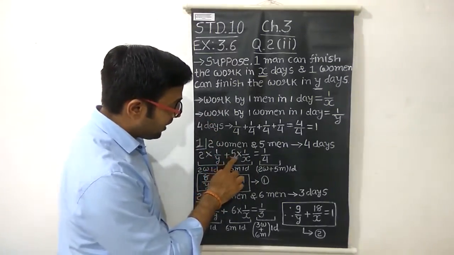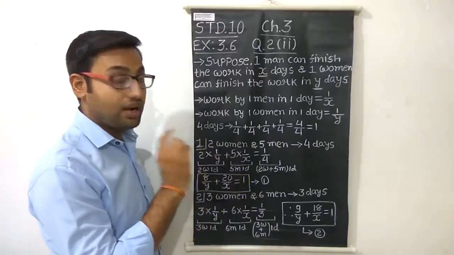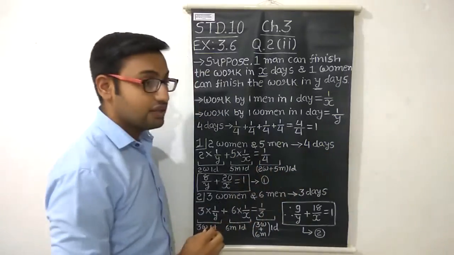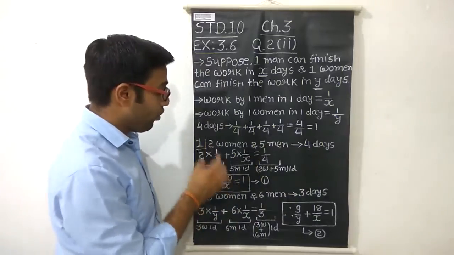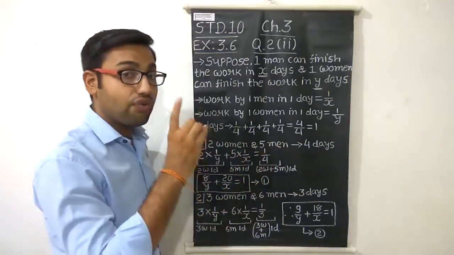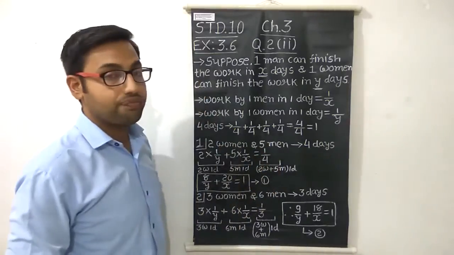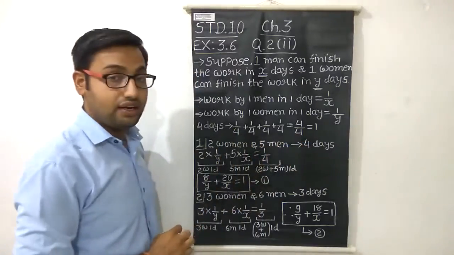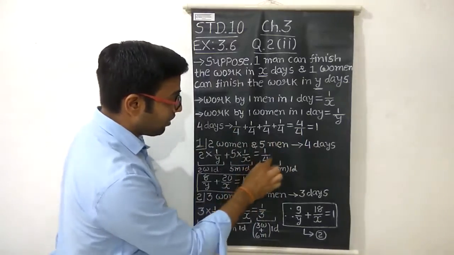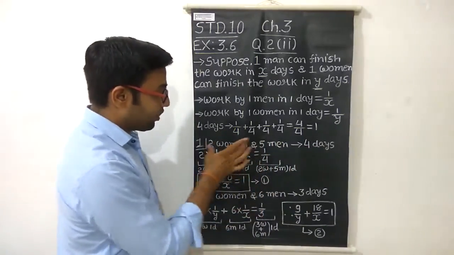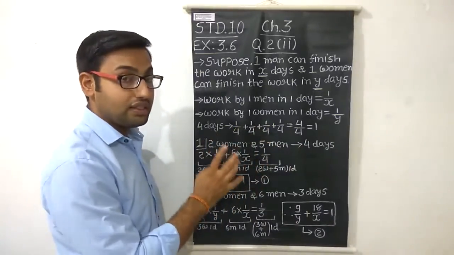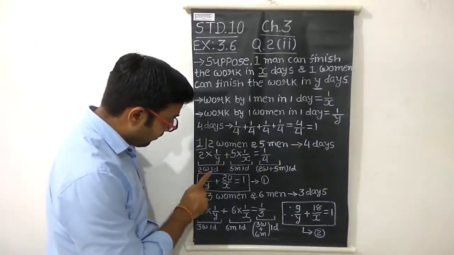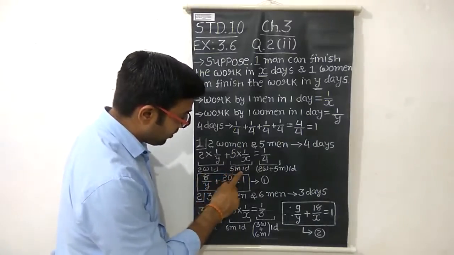So 5 men can finish 5 into 1 upon x work in 1 day. And on the right hand side, the total days are 4 days. So the work done by 2 women and 5 men altogether in 1 day is also 1 upon 4. Why have we taken 1 upon 4 here? You can understand from this now very well. In 1 day they can together finish 1 upon 4 of the work, on the second day together they can finish another 1 upon 4, like this. That is why we have taken 1 upon 4 here. So this is the 2 women's work for 1 day, plus this is the 5 men's work for 1 day.